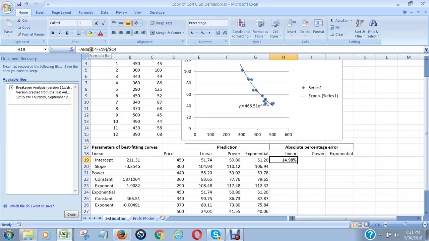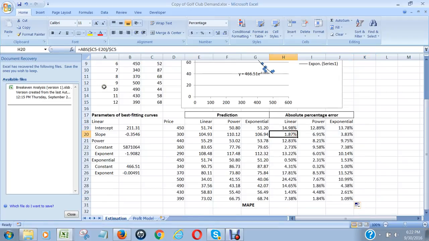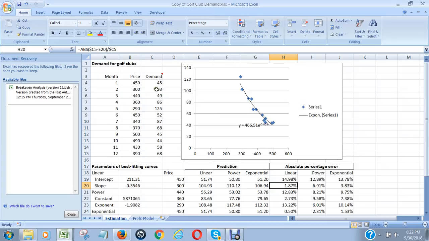You'll notice that we've got a dollar sign in front of the C. This gives us what I will call a semi-absolute cell reference, meaning that if I copy this formula across like that, you can see that it keeps the C on this row. C4, we're always using this actual value. But if I take this formula and then copy it all the way down, it will update it so that now it's C5 for this row. See? C5 minus E20 divided by C5.